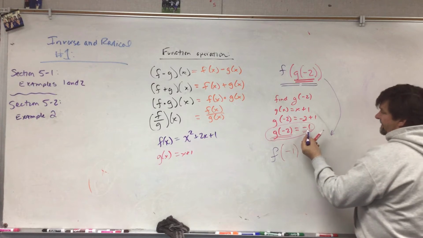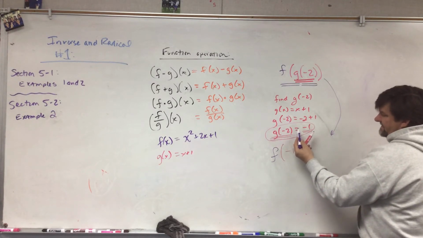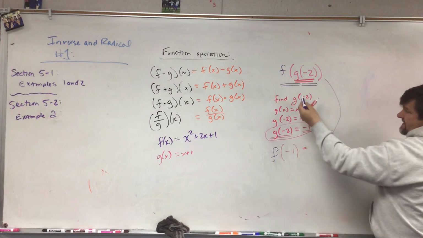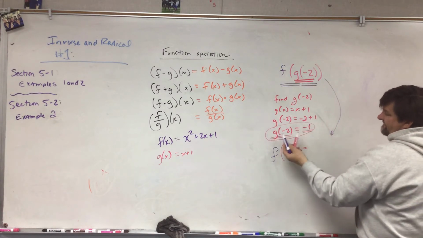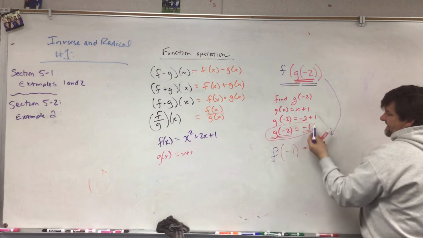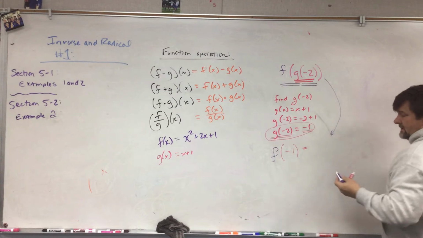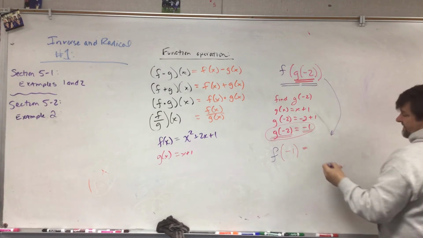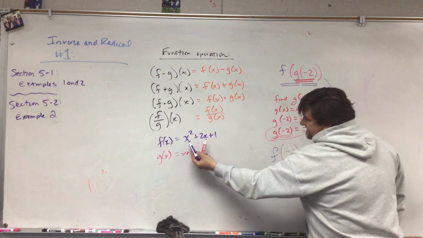Where did I get the negative 1 from? Right here, because g of negative 2 is equal to negative 1. So I found g of negative 2. Once I found that answer, I'm going to take that answer and insert it into f, because that's what it's telling me to do. Now I take the f, and now f of negative 1.